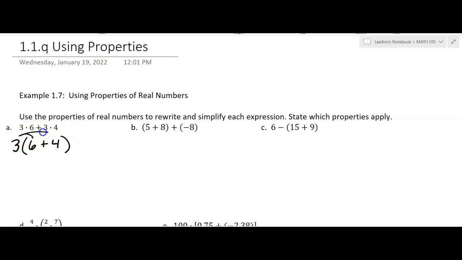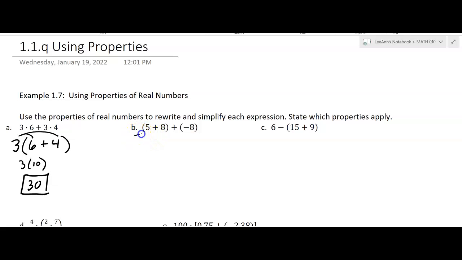See, that's 3 times 6 and 3 times 4, right? Well, then 6 plus 4 is 10, and then 3 times 10 is 30. That might be a little bit easier to do the calculations with that rather than figuring out 3 times 6 and then 3 times 4. Okay, now here we have some parentheses.